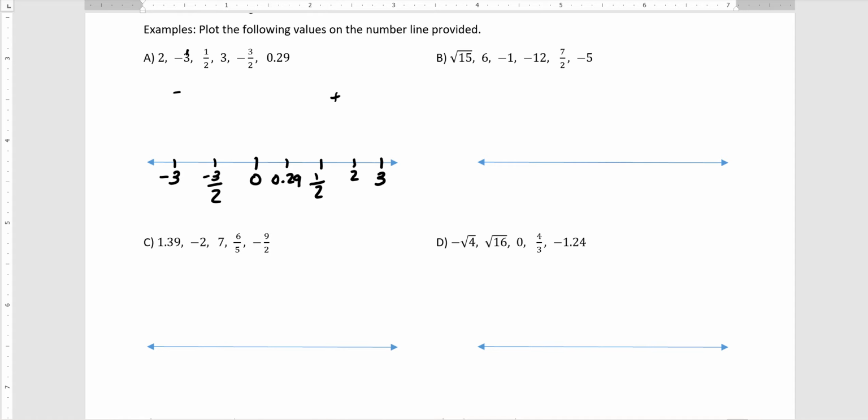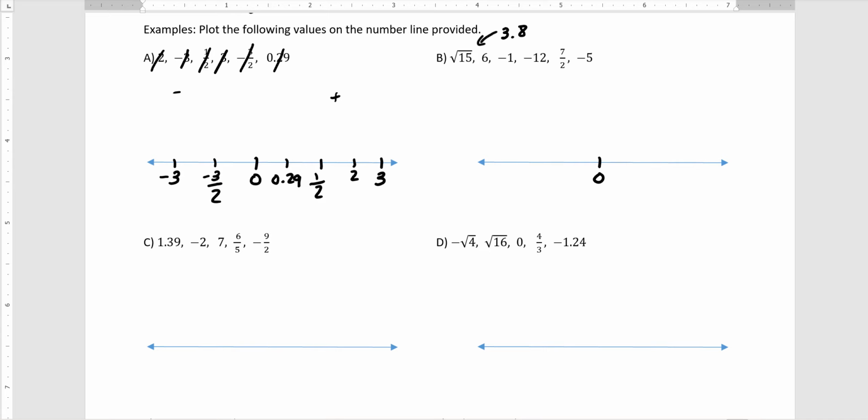Now let's double check. I got negative 3, I got negative 3/2, I got 0.29, I got 1/2, I got 2, I got 3. Excellent. We placed all of those values right in order from least on the left to greatest on the right. Now looking at letter B, we actually have an irrational number here, square root of 15. Now I know the square root of 16 is 4. The square root of 15 is just a little less than 4, so we're going to estimate that it's about 3.8. And now I'm going to go ahead and plot 0 there.